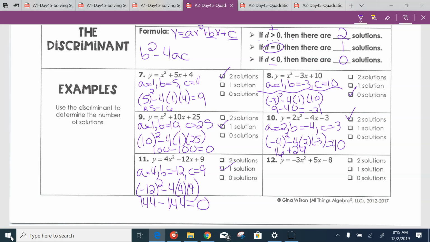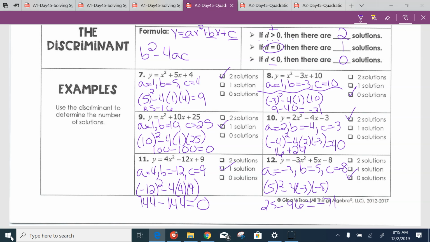And finally, number 12. My A value is going to be negative 3, my B value is positive 5, and my C value is negative 8. B squared minus 4AC, which is my formula, it's going to give me 5 squared minus 4 times negative 3 times negative 8. I'll get 25 minus 96. Already it's going to be a negative 71. A negative number means no solutions.